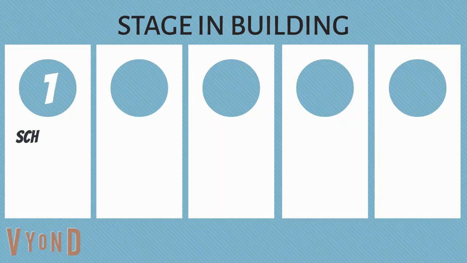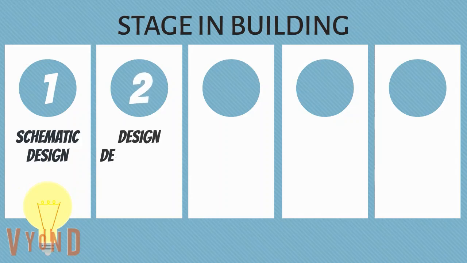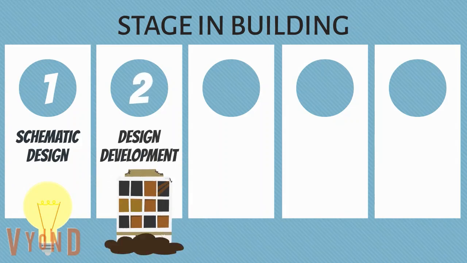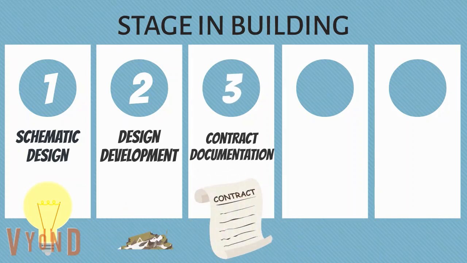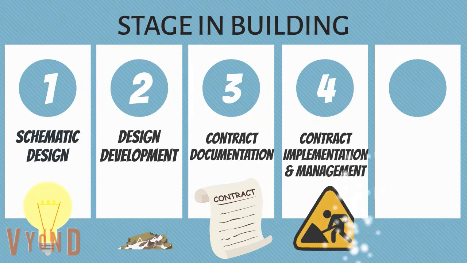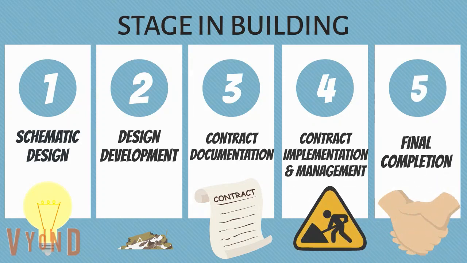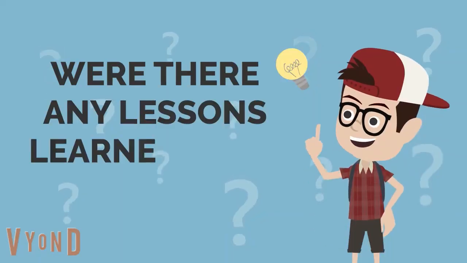The first stage in a building process is the schematic design phase. Then we have the design development, and the third is contract documentation. Then we have the contract implementation and management, and last but not least, the final completion.